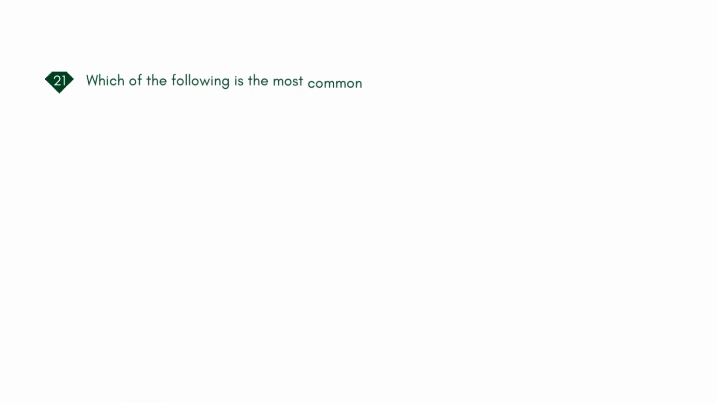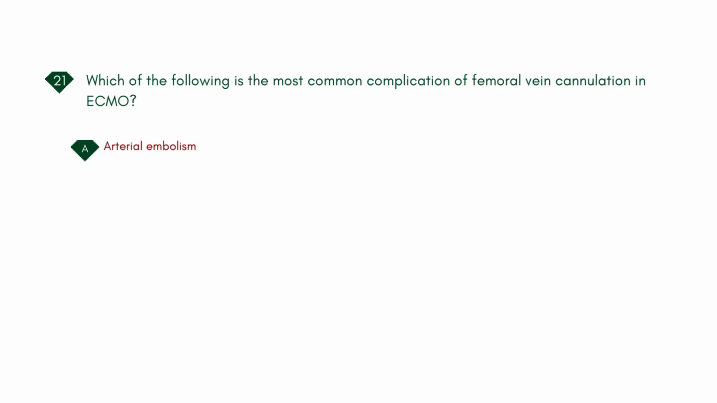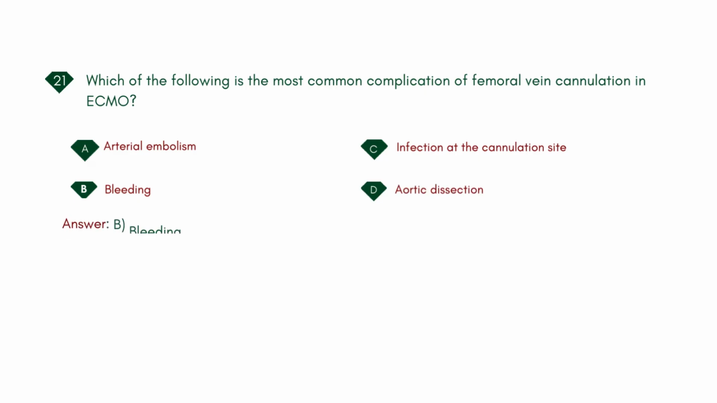Which of the following is the most common complication of femoral vein cannulation in ECMO? A. Arterial embolism. B. Bleeding. C. Infection at the cannulation site. D. Aortic dissection. Answer: B. Bleeding.